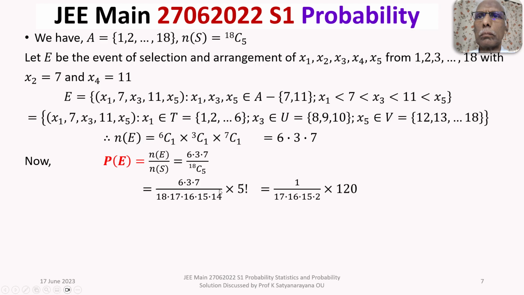So this is equal to 6 3s are 18. This 18 goes off. 7 2s are 14. So you will remain in the denominator with 17 into 16 into 15 into 2, multiplied by 5 factorial, which is 120. And for this 120, 15 8s are 120. If you cancel, 15 8s are 120, you will remain with 2 here. So after cancellation, you will get 1 by 17 into 2 into 2, that is equal to 1 by 68. Thus, the probability of E is equal to 1 by 68.